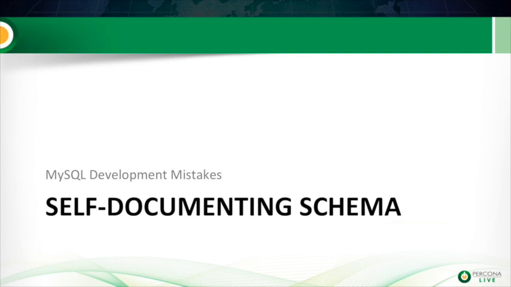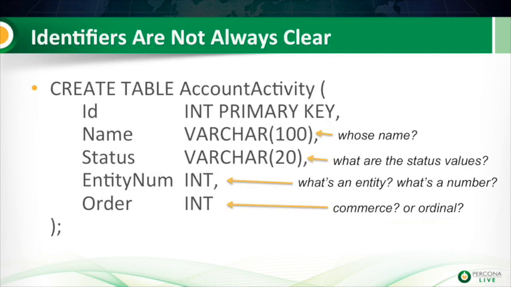Here's the next mistake. Self-documenting schema. We don't need to write documentation because the code is self-documenting. Is it really? Naming columns and tables is really difficult. It's one of the biggest problems in computer science. Remember the old saying, what are the two unsolved problems in computer science? Cache invalidation and naming things. So names are difficult to come up with in a way that is clear to everybody. Everybody has a different interpretation.